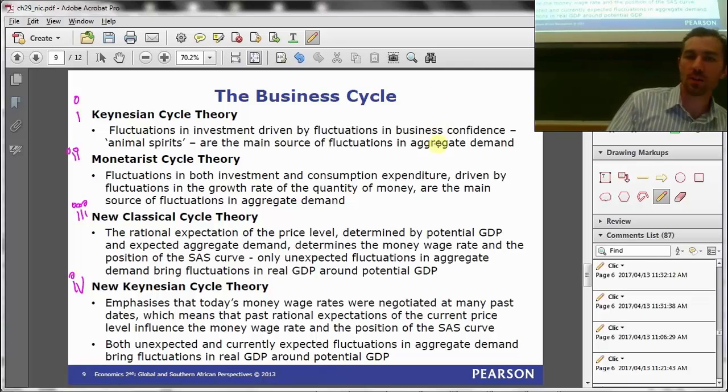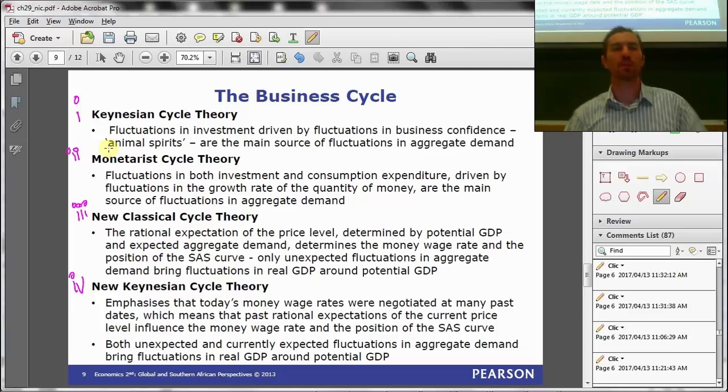So business confidence affects investment spending. And Keynes referred to that business confidence as animal spirits. In other words, sometimes everyone's super happy, like we are this morning, and sometimes everyone's just super depressed, right? And they don't want to do it. So that was the Keynesian reason for why aggregate demand changes in a way that's relatively unpredictable.